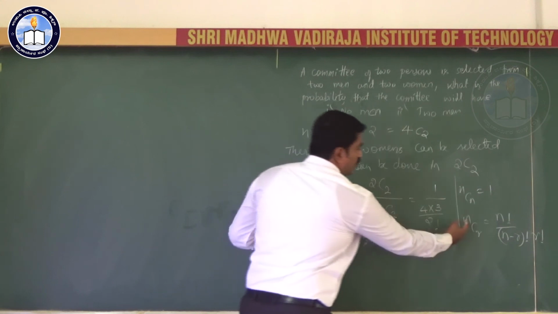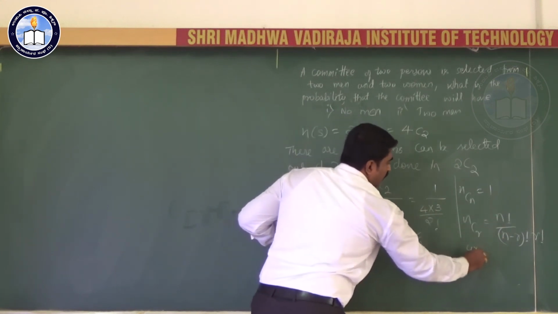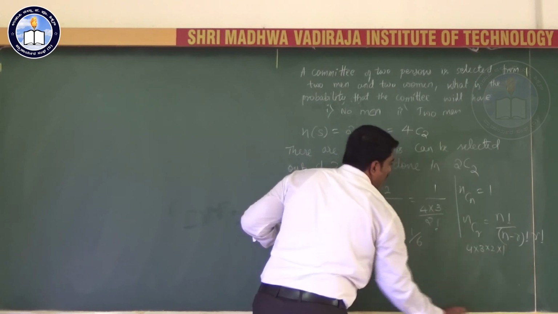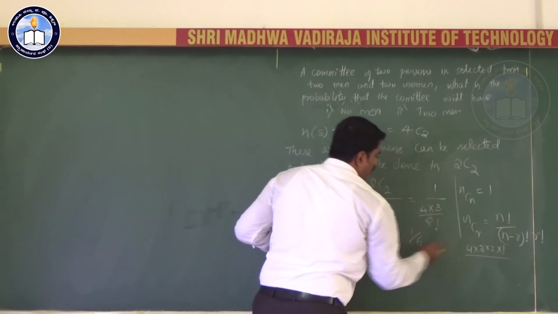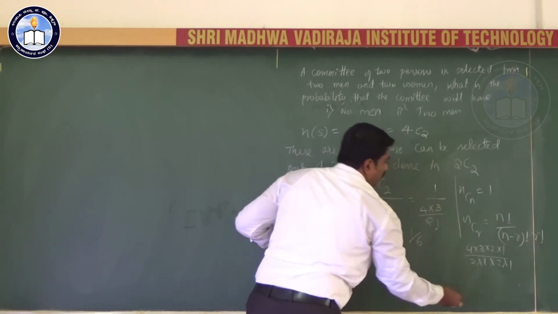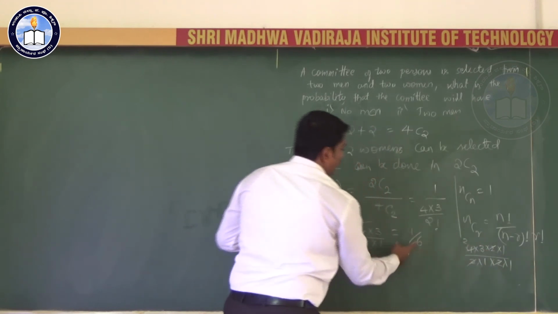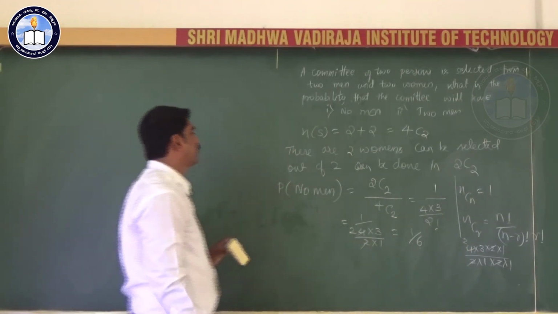So if I substitute 4 here, 4 factorial is 4 into 3 into 2 into 1, divided by (4 minus 2) factorial, that is 2 factorial, that is 2 into 1, into r factorial, 2 factorial. So therefore you will get 2 twos, and 2 into 6, 2 threes are 6, it comes.